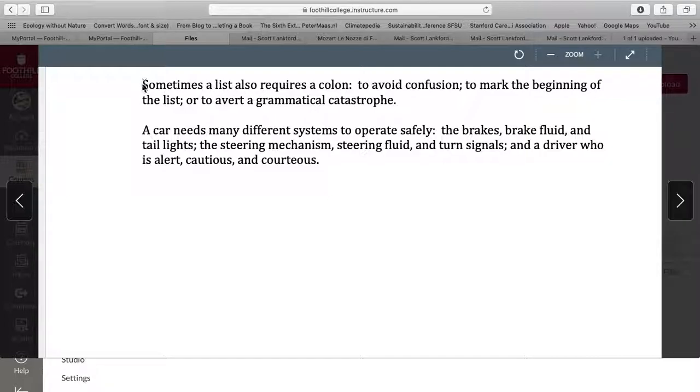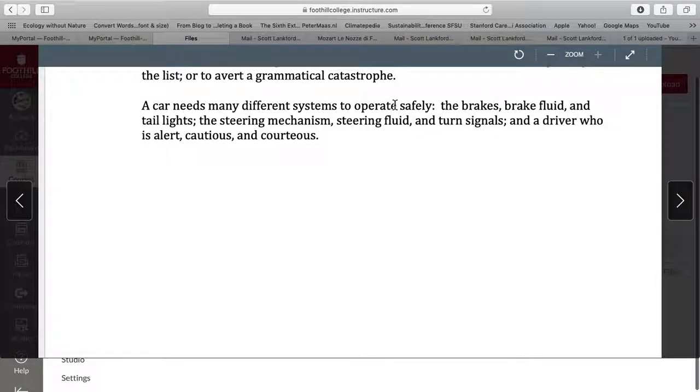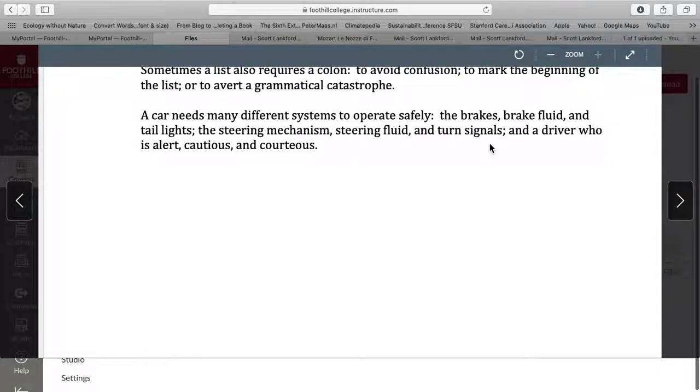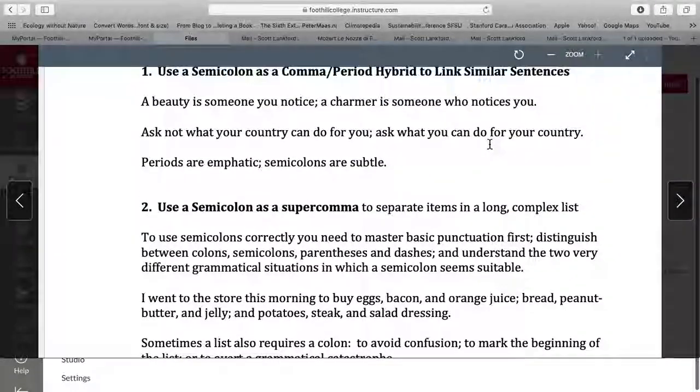Sometimes a list also requires a colon to avoid confusion, to mark the beginning of a list, or to avert a grammatical catastrophe. So that's just yet another example of using these semicolons. Here's one for car nuts. If you're a car person, a car needs many different systems to operate safely: the brakes, brake fluid, and taillights; the steering mechanism, steering fluid, and turn signals; and a driver who is alert, cautious, and courteous. So again, there's three large categories with subcategories. Could be done with commas. Could be cooked with just salt and pepper, but tastes better with semicolons.